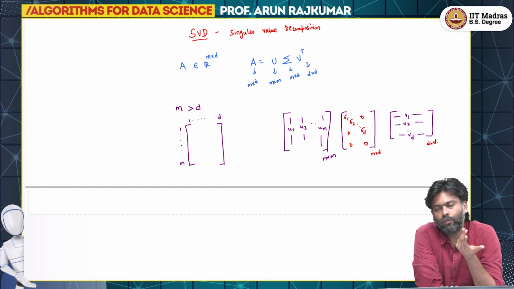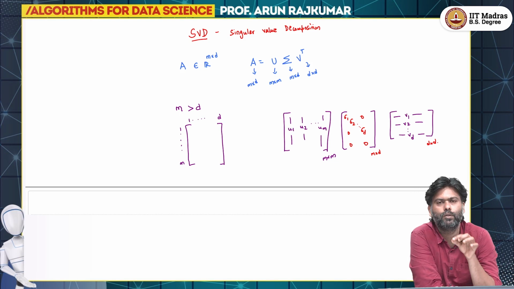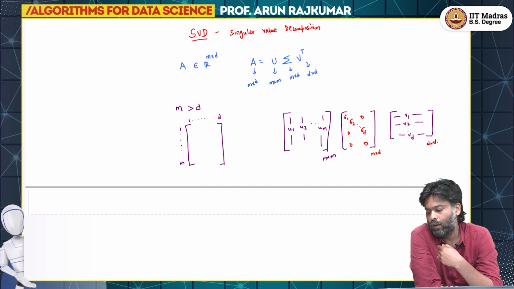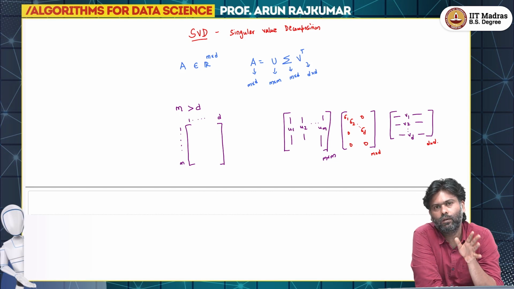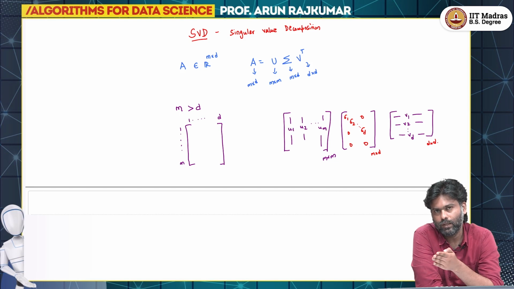So then this gives us a great way to understand what A as a linear operator does to vectors. If you take any d-dimensional vector, well, it's an m cross d matrix, so it's going to operate on d-dimensional space. V transpose times the vector would just say that you're representing the vector in the basis of V, and then you are scaling in that basis each component by sigma 1 till sigma d.